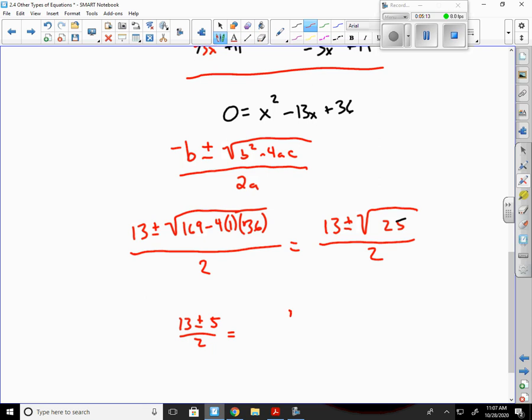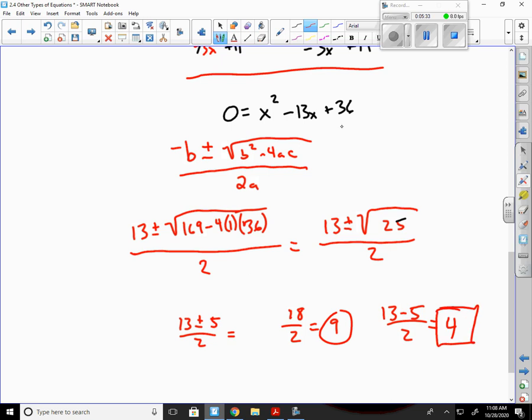Thirteen plus 5 is 18 over 2. This one's going to make me look stupid, which is 9. 13 minus 5 over 2, that's 8 divided by 2, which is 4. Those are my two roots.